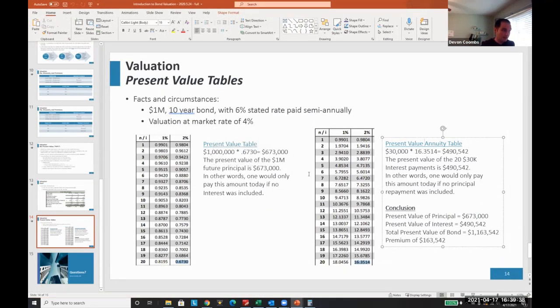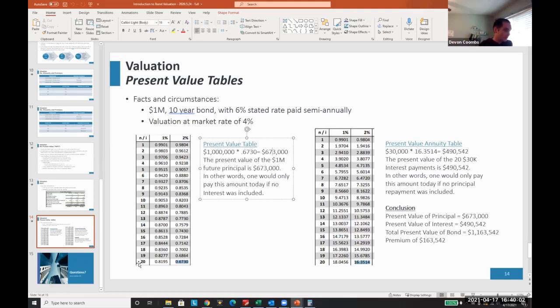We need to present value the future amount of $1 million. And so this goes back to what you were saying, Saeed: what is that $1 million worth today? We would take it at the 2% rate for periods. So we're saying the market rate's 4%. We need to divide it by 2 to get to a semi-annual.